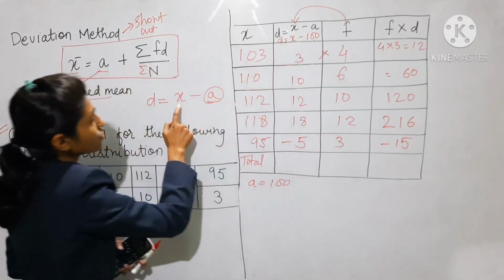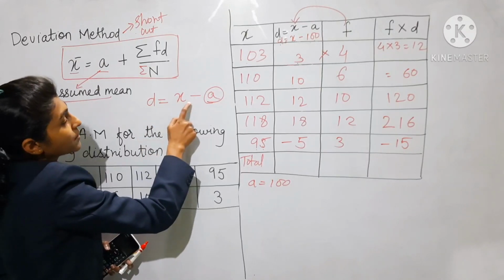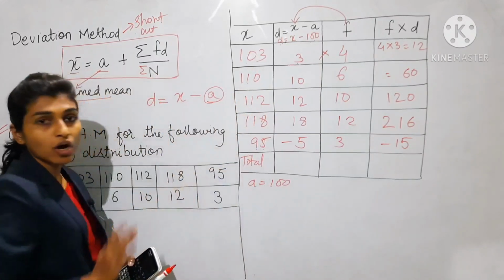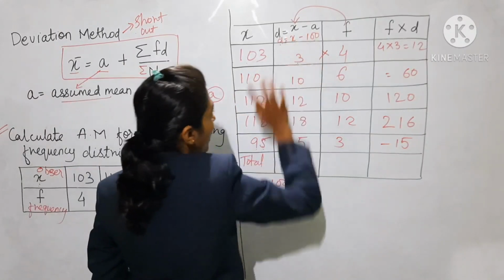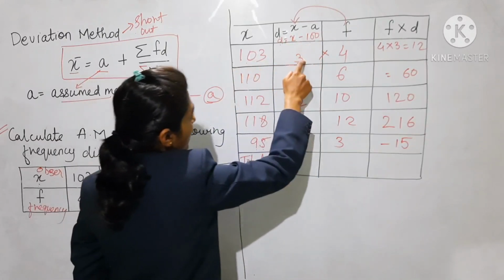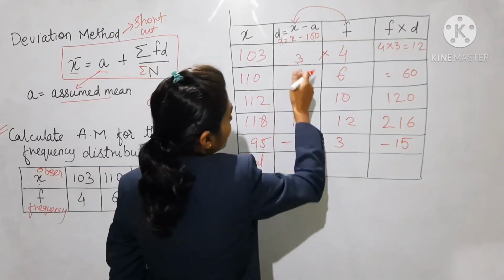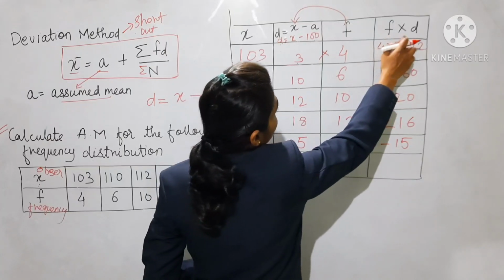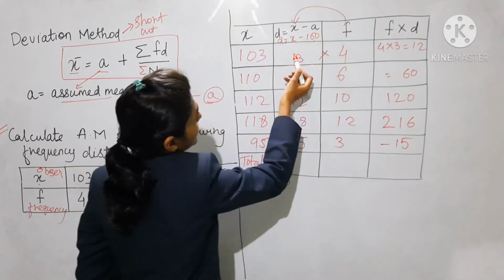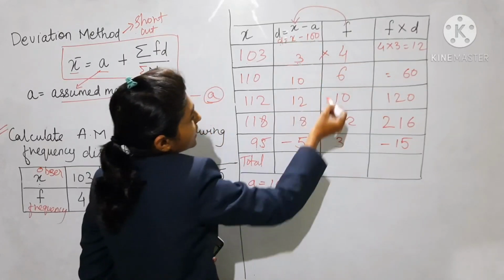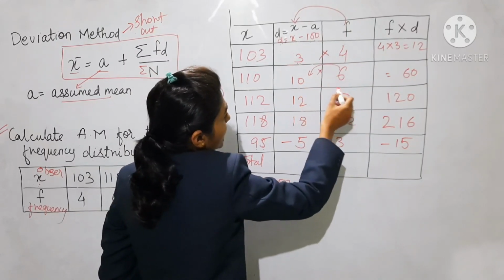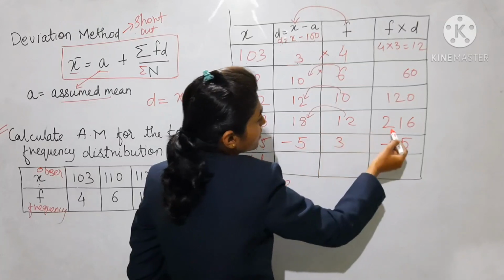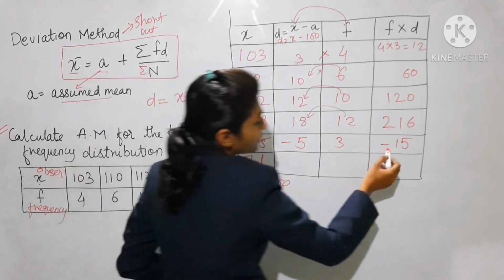How to find D? D is the deviation, X minus A. A is the assumed mean. We have to assume one number which is closer to the observations, so I have taken the number 100. So X 103 minus 100, I have got 3. Then in the same way I have got the remaining deviation values. Next, column F into D. So F multiplied by D, that means 4 times 3, 6 times 10, 10 times 12, 120, 12 times 18, 216, and 3 times 5, minus 15.